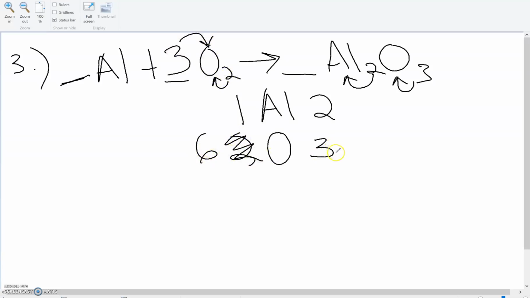Let's see if I can get 6 oxygen on the other side. Okay, so I have 3 attached. So if I put a 2 out front, a 2 coefficient, that will give me the 6 that I want. So I have 2 times the 3.